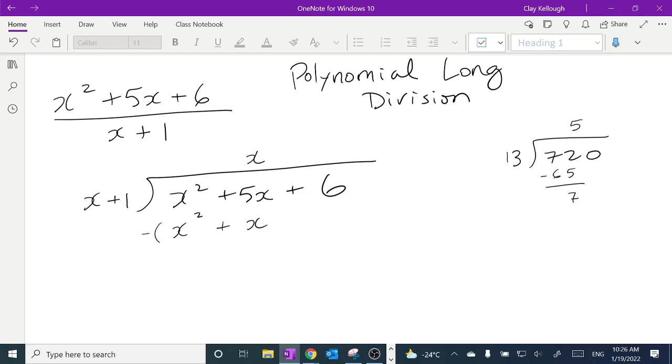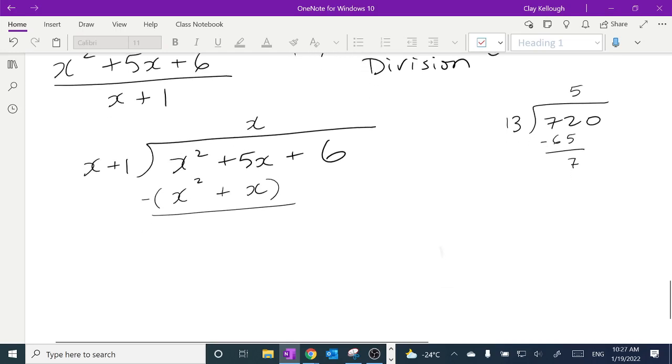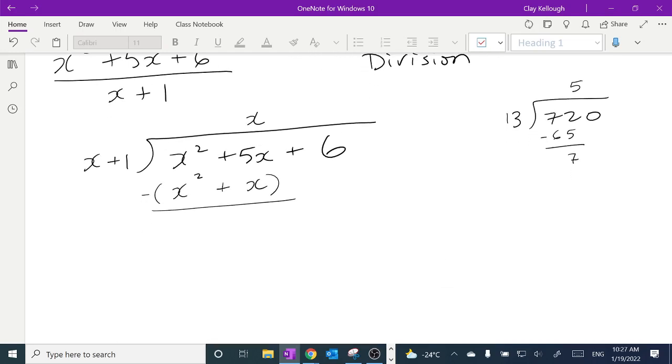I'm going to subtract. I put a little bracket around it to remind myself I'm subtracting both of those terms. So that's x squared minus x squared and 5x minus x. What was my next step after I had that 7 as a remainder? I brought down the 0. Made it a 70. Well, I'm going to bring down this plus 6. Then what did I do?